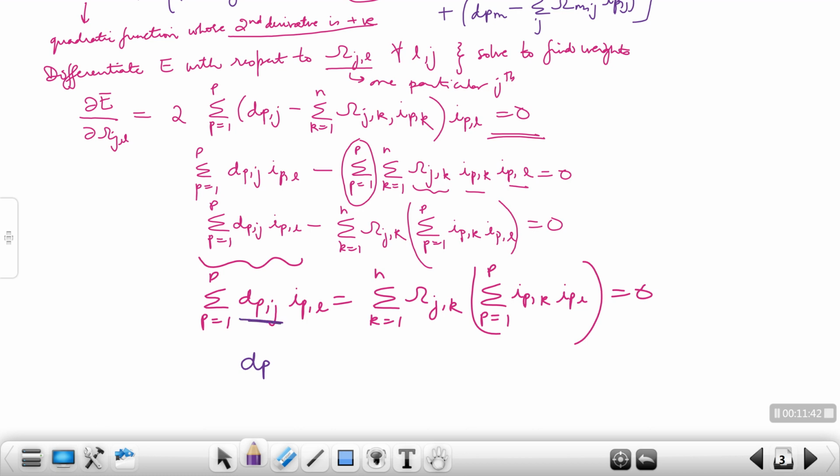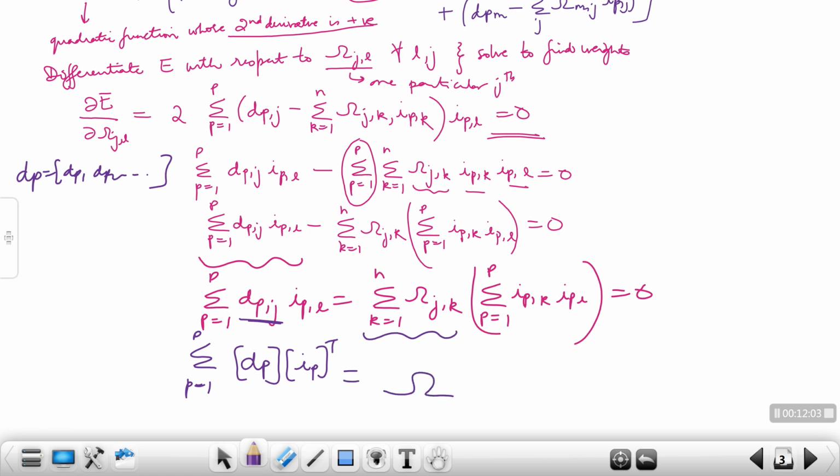Now please note, when I write dP, it is made up of dP1, dP2, dP3, etc. So now I am going to write this entire vector, and this is also a vector which is IP transpose, for P equal to 1 to capital P. And this will become the matrix, and this will become another vector. I am going to write it in the form of vectors.